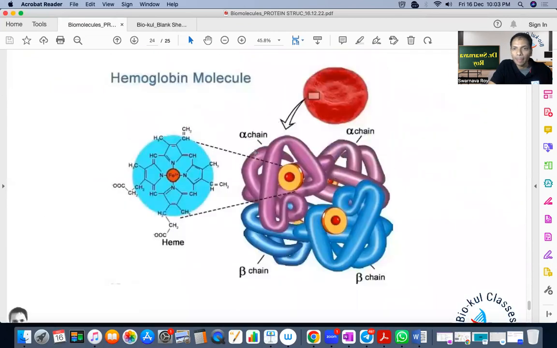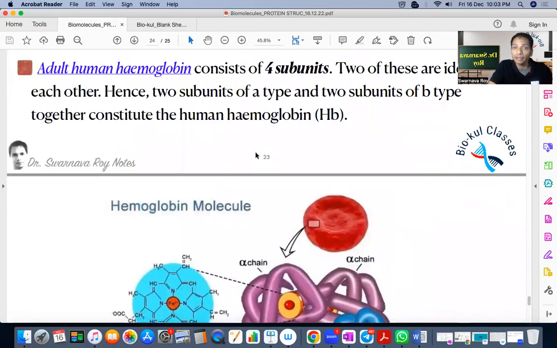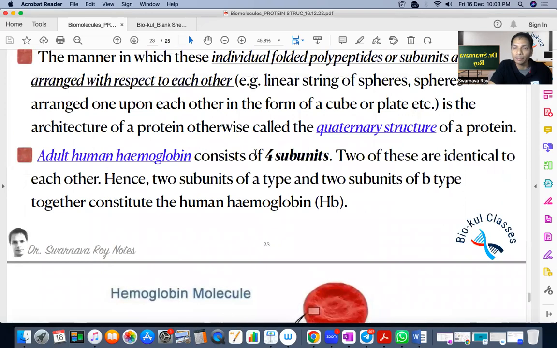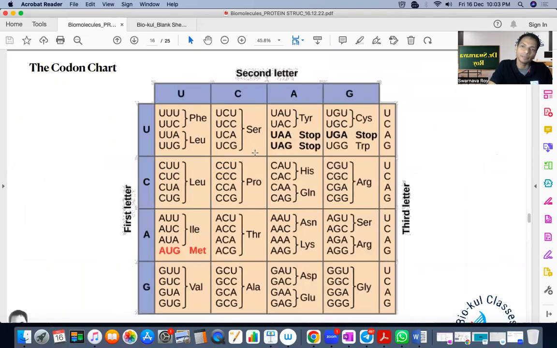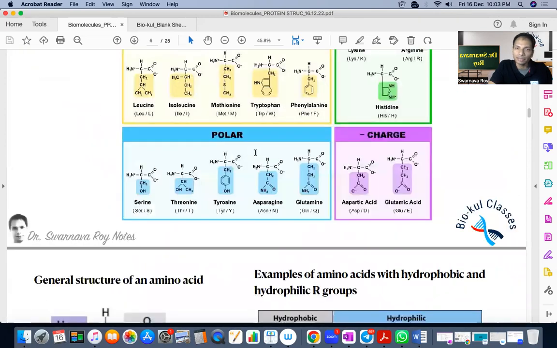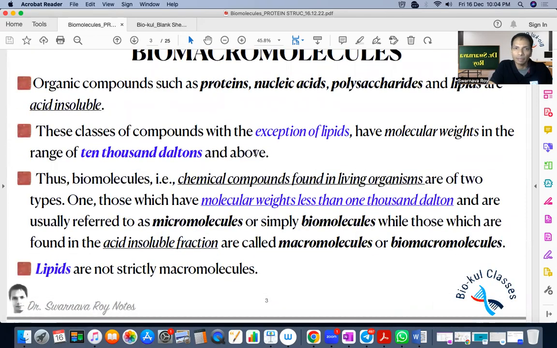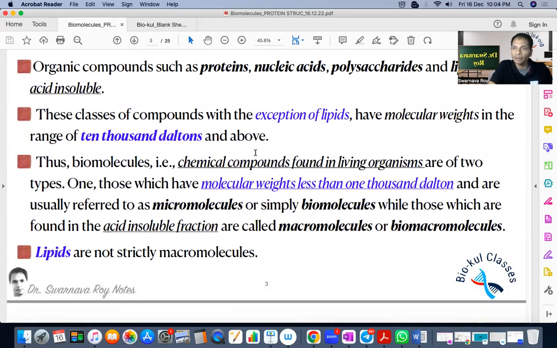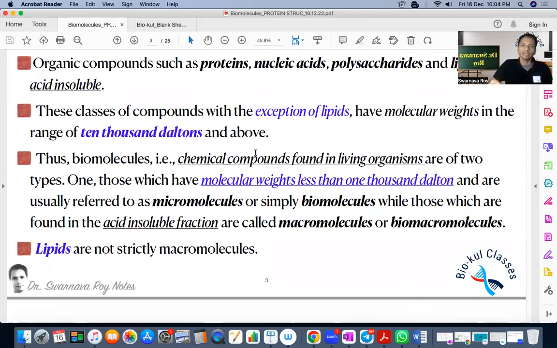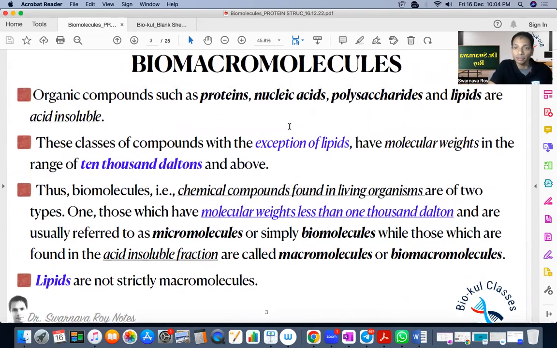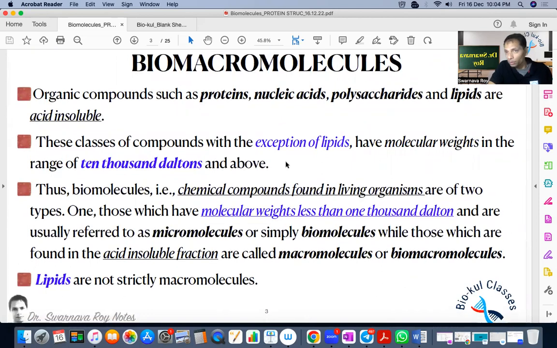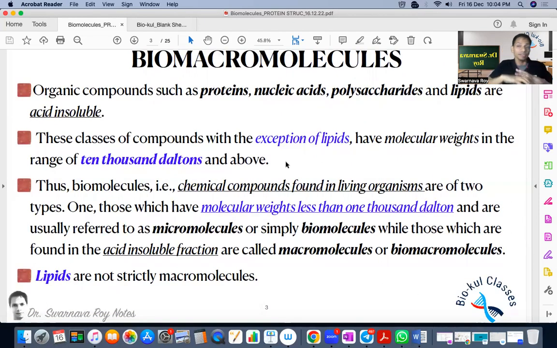All right, I think that's for today. Just a small recap of what we did. We learned several things about what proteins are. Proteins are basically biomacromolecules because they have a size over 1,000 daltons, almost 10,000 daltons. Very, very big molecules. Proteins, nucleic acids, and polysaccharides are all called biomacromolecules. Lipids do not have such a high molecular weight, unlike proteins and nucleic acids.